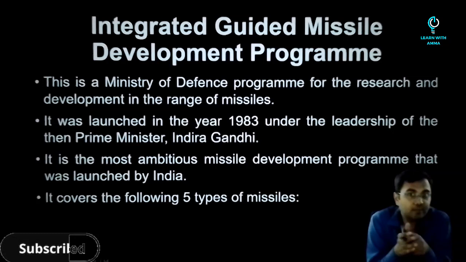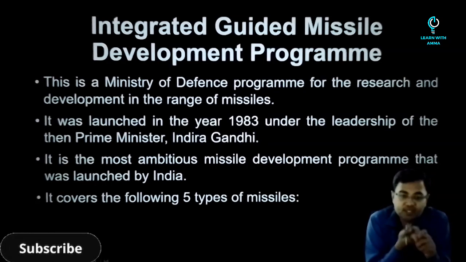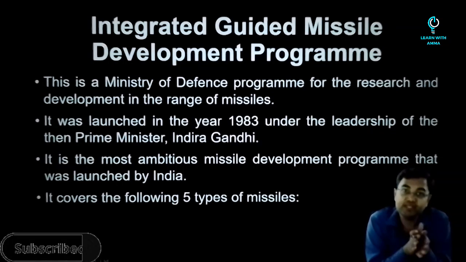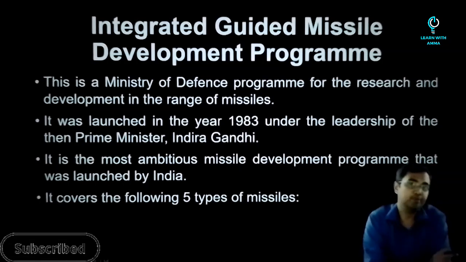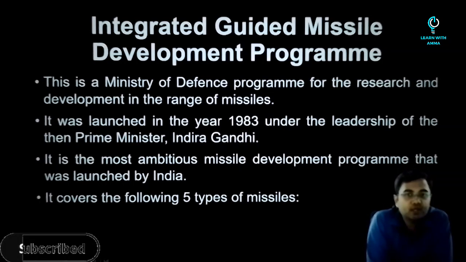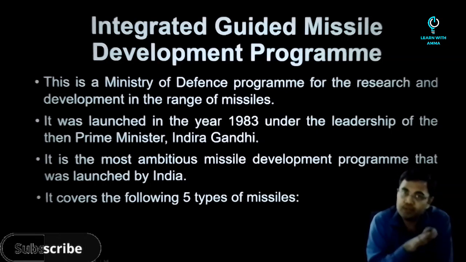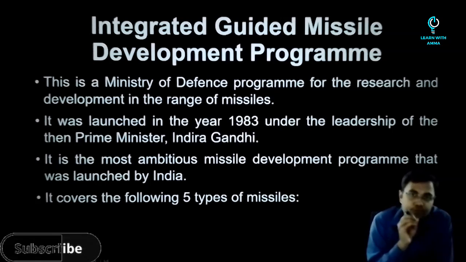So what are these 5 families? You have the Agni missiles, you have the Prithvi missiles, you have Trishul, you have Akash, and you have Nag. These are the 5 families of missiles under this particular program that was taken by India. Now one by one we shall discuss all the 5 families of missiles, starting with the Agni missiles. So when we talk about the Agni missiles, or rather for any missile that we are now going to have a discussion on, please remember a few facts.